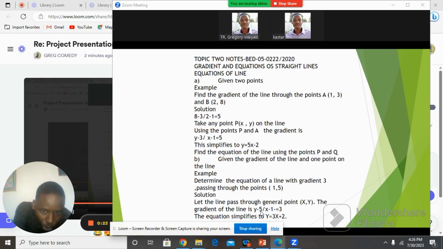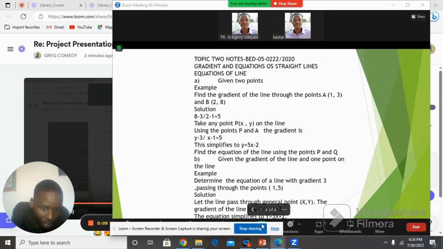So the solution is, let the line pass through a general point (x, y). The gradient of the line is 3, right? So the equation will be y minus 5 divided by x minus 1 equals 3, so that we have the equation which is y equal to 3x plus 2.